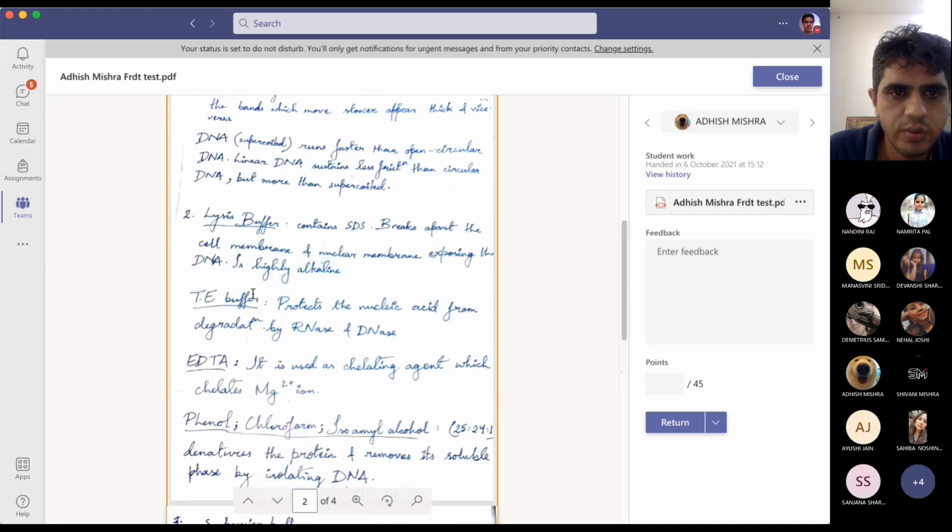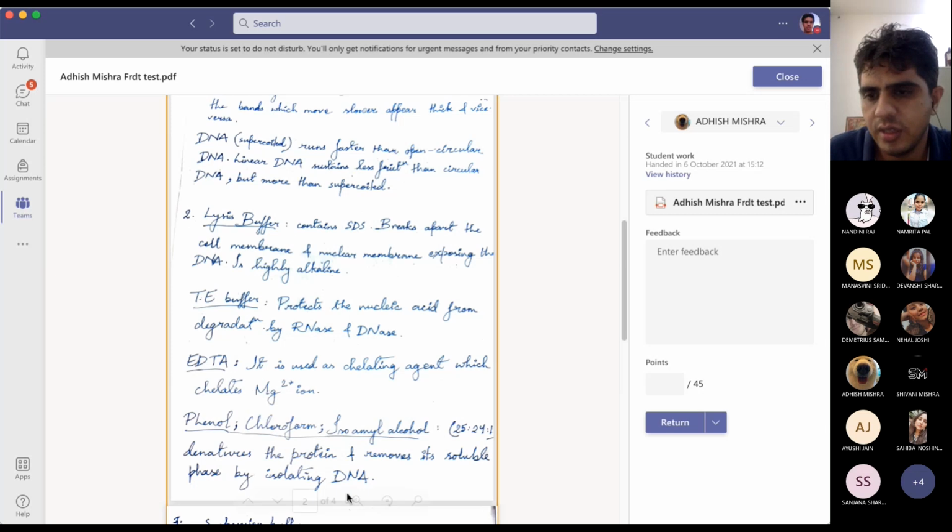Okay, so this is question number 2. This is fine, so I'm giving you full marks for it. However, just a minute: how Tris-EDTA is protecting your nucleic acid, that you should write. So for that, I'm giving you 4.